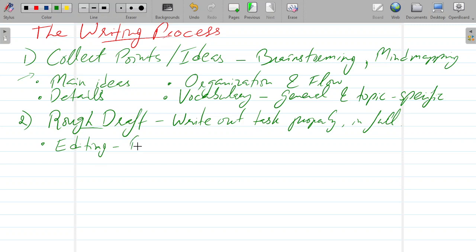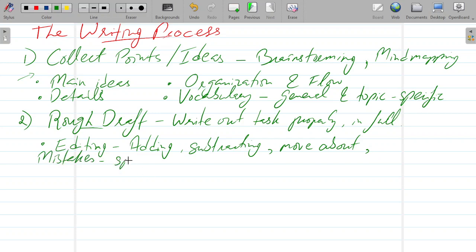And that would include adding details or vocabulary or ideas, or taking them out, so subtracting them, taking them out of the equation. You want to move things about, maybe work on the organization. You want to change the flow of things. Okay, so all of that, and you're also looking for mistakes.